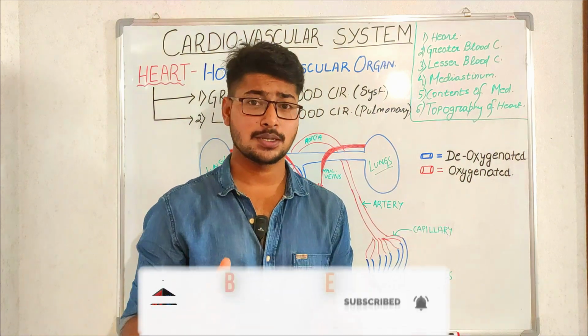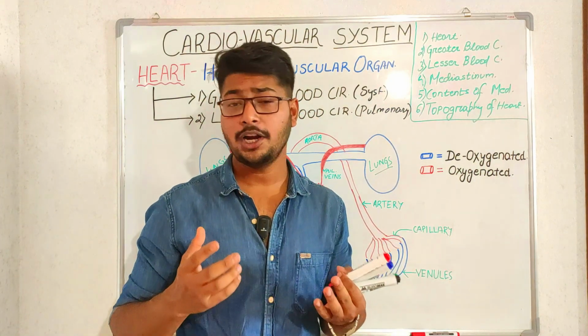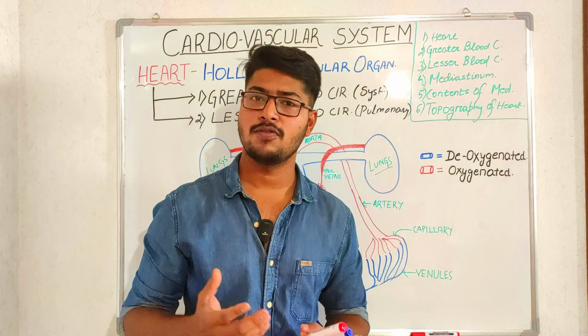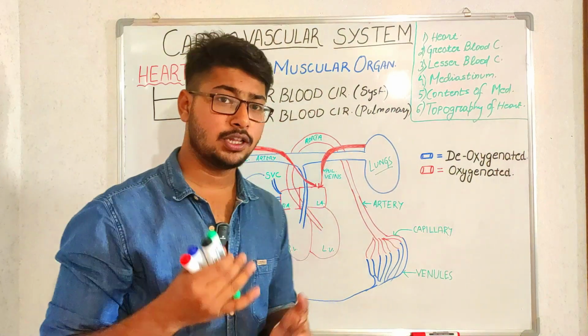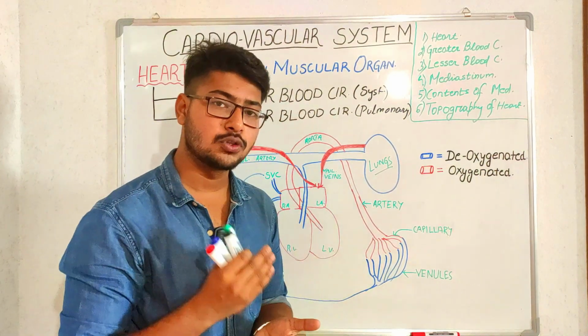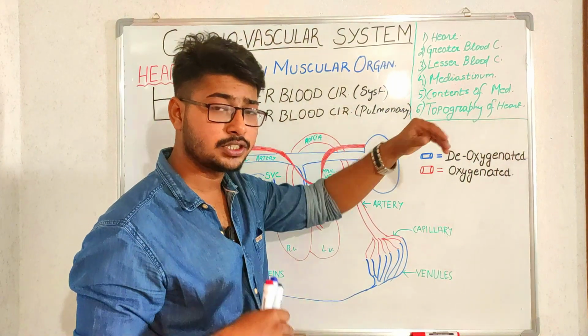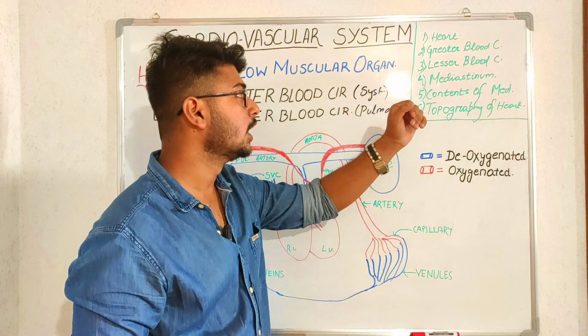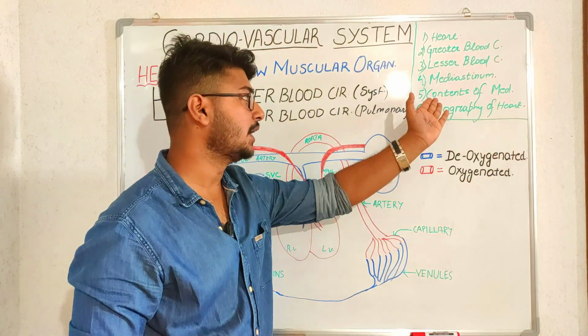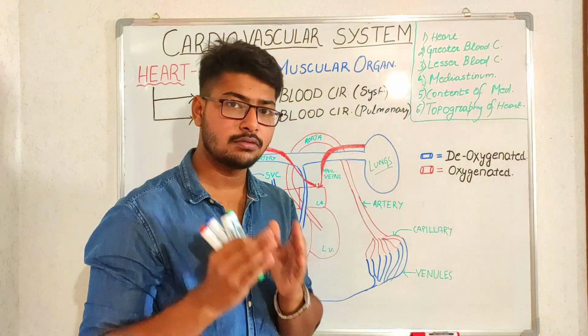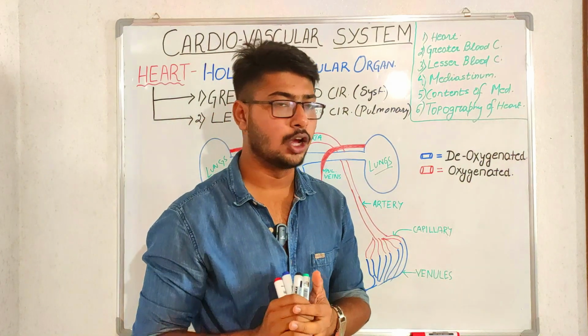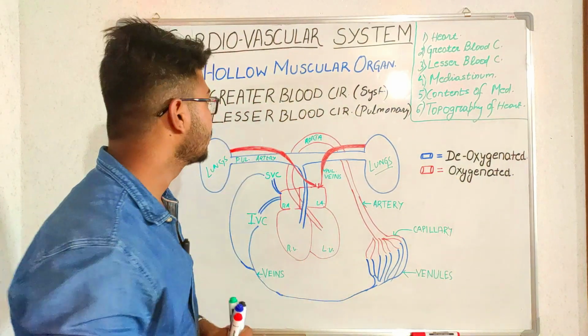Today we are going to discuss the cardiovascular system. What type of system is it, and what are the main subtopics that we should know? Initially: what is the heart, what is the greater blood circulation, then what is the lesser blood circulation, then what is the mediastinum, what are the contents of the mediastinum, and finally what is the topography of the heart. So let's begin today's topic.